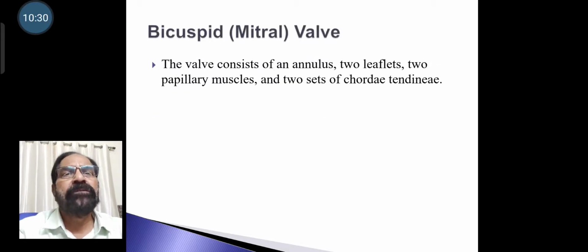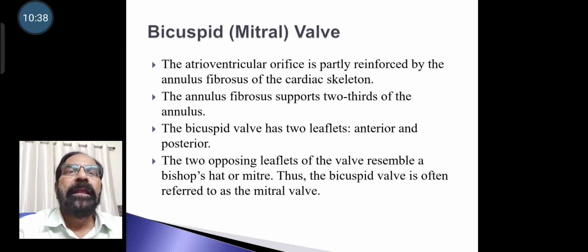Bicuspid valve. The valve consists of an annulus, two leaflets, two papillary muscles and two sets of chordae tendineae. The atrioventricular orifice is partly reinforced by the annulus fibrosus of the cardiac skeleton. The annulus fibrosus supports 2/3 of the annulus.